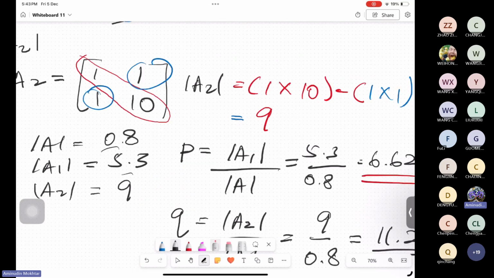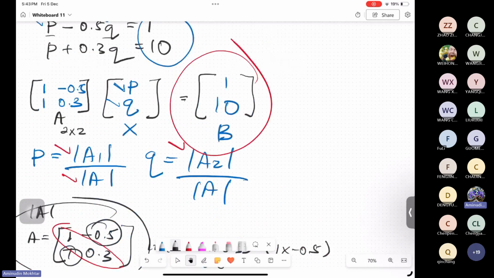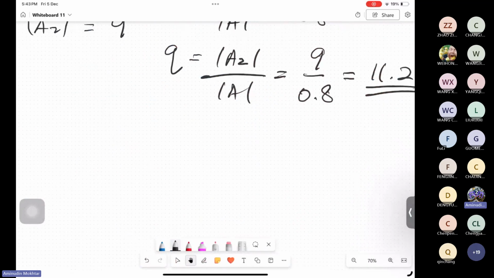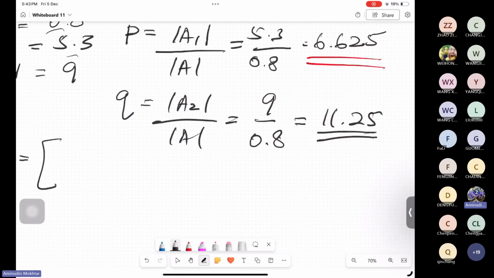The question asks you to find P and Q at the market equilibrium. At this market equilibrium, the two equations share the same P and Q. So at the market equilibrium, we refer to P as 6.625 and Q as 11.25.